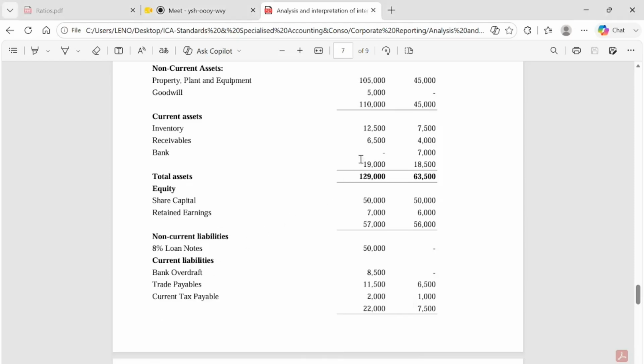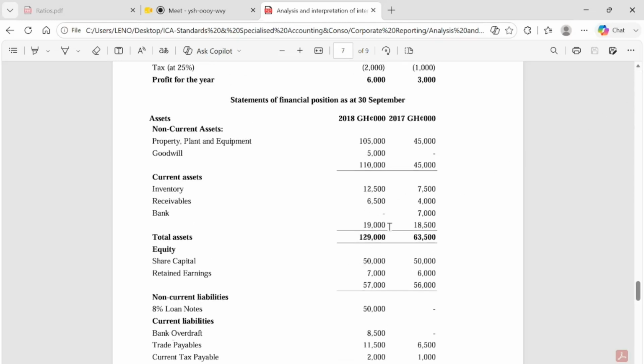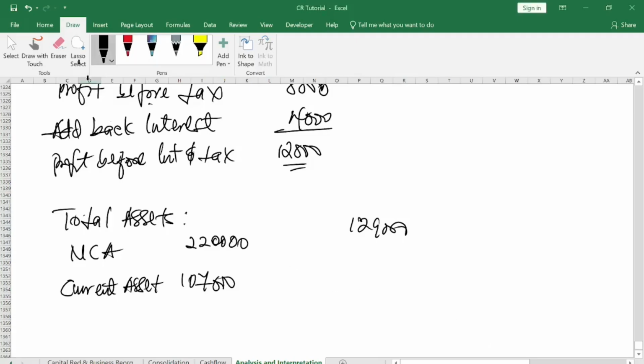You can do it. In fact, I love the way you do your work. You always want to prove. So 12,500 plus 6,500, how much is it? Go to the paper, you see it. We have only two elements for non-current asset. So the total is 110,000. Yes, you are right. The total non-current asset is 110.